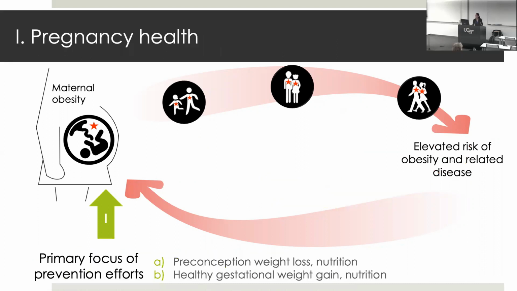Okay. So we'll start with pregnancy health. This is really the focus of prevention efforts for this intergenerational cycle. Related to preconception weight loss, nutrition, and second, healthy gestational weight gain and nutrition during pregnancy. And I'll talk about both of these pieces.